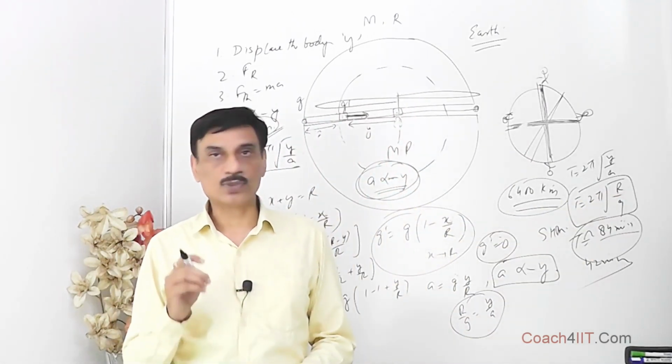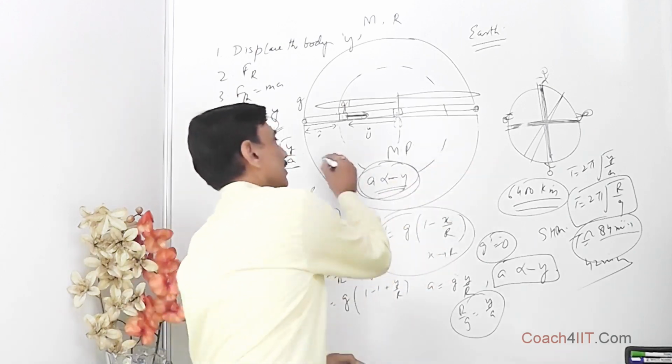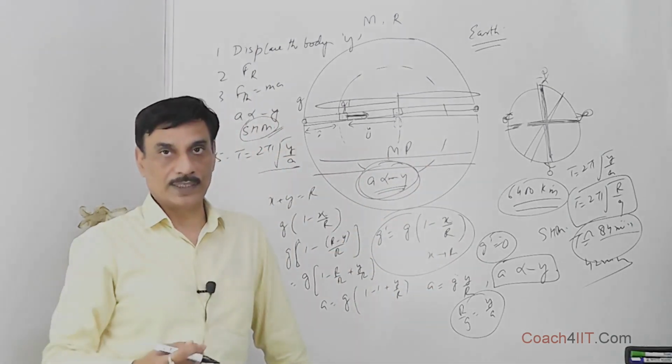What if this tunnel is not passing through the center, but is, let's say, passing like this? Then how to do it? Let's do this.